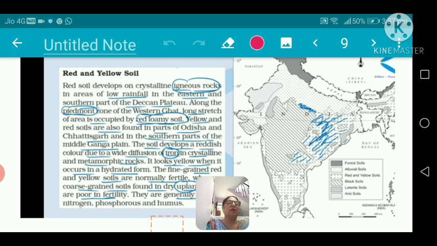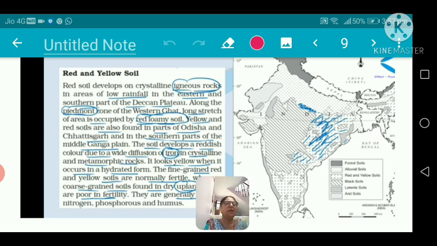These red soils are found in parts of Odisha, Chhattisgarh, and southern parts of the Middle Ganga Plain. The soil develops a reddish color due to diffusion of iron in the crystalline metamorphic rocks, and it looks yellow when it occurs in its hydrated form. Very interesting, it's red and yellow soil. Why is its color reddish and why is its color yellow? Yellow in its hydrated form and red due to the diffusion of iron in crystalline and metamorphic rocks.